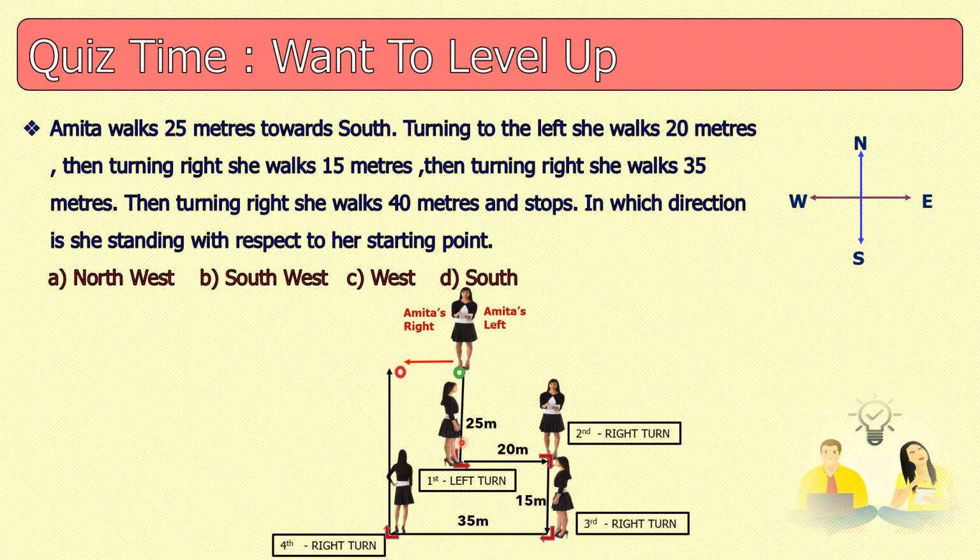Amita started from here. She walked 25 meters south, then turned left and walked 20 meters. Then she is turning right and walks 15 meters. Then turning right, she walks 35 meters. Then turning right, she walks 40 meters and stops. Remember this 40 meters and this 15 plus 25, which is also 40 meters. So this and this height is going to be equal. So she has reached a point parallel to the starting point. In which direction is she standing with respect to her starting point? So she is standing towards west.